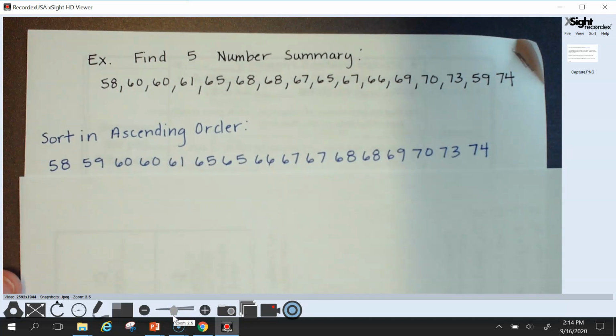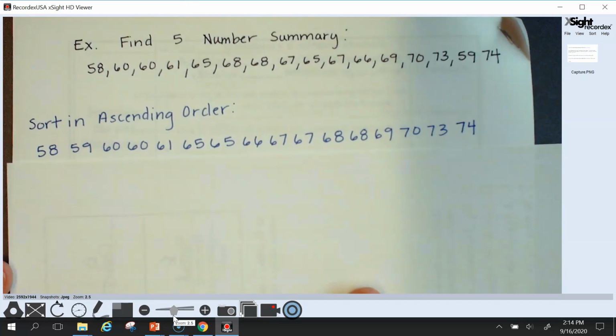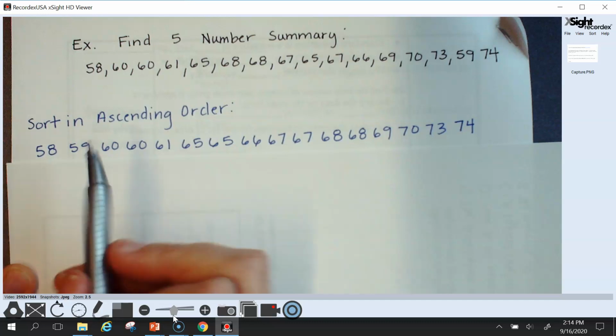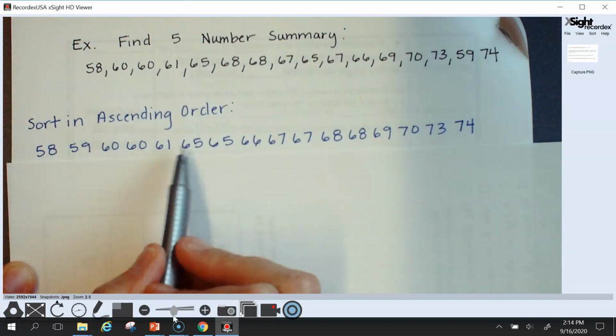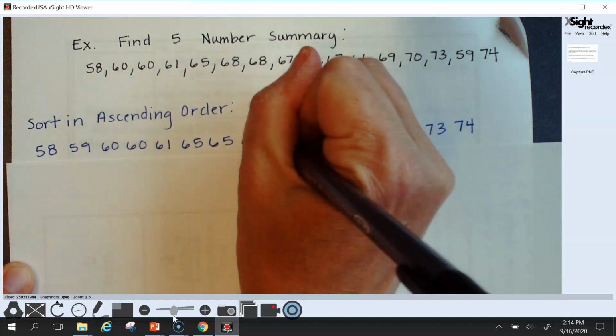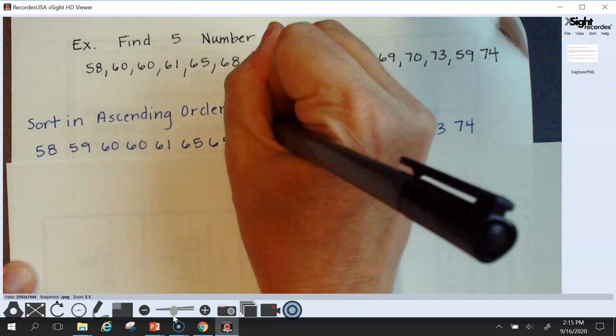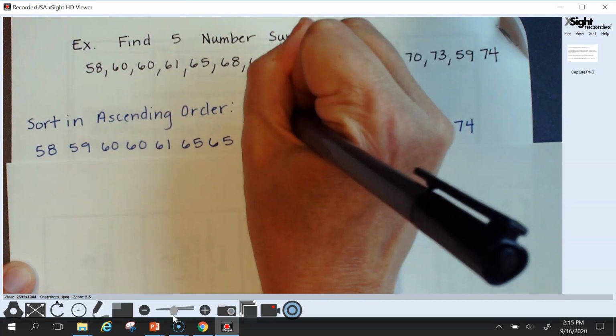For my 5-number summary, my minimum and maximum are easy to find, but I need to find the median. I have 16 numbers, so the middle would be the 9th number. You have 1, 2, 3, 4, 5, 6, 7, 8. My middle would be right here. When there are 2 middle numbers like that, my median is actually going to be 66.5.